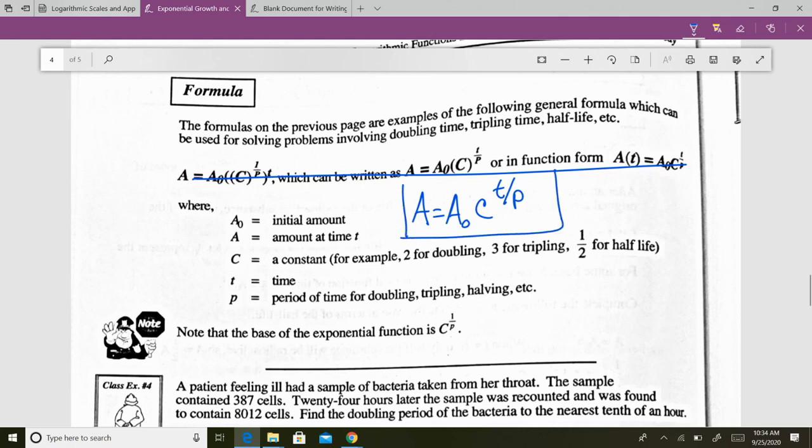A is the final amount, or the amount at a certain time. Okay, the amount at time T.